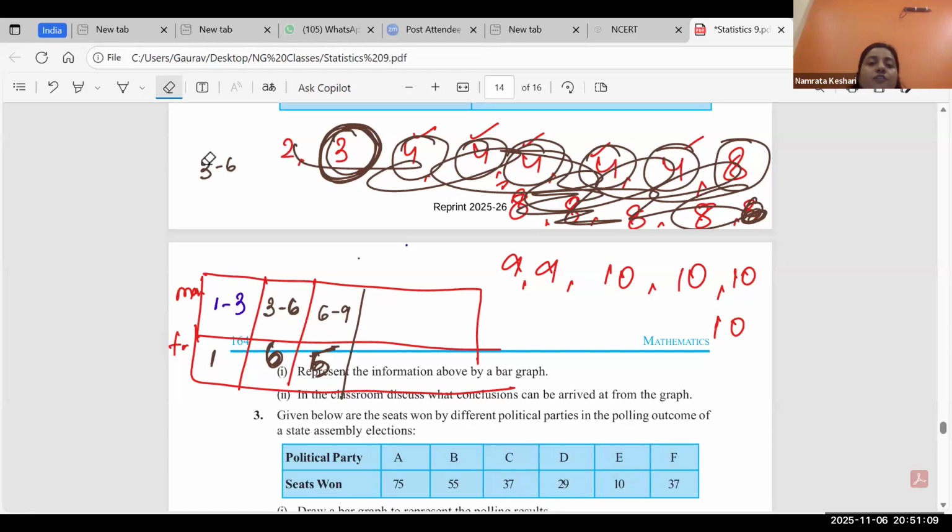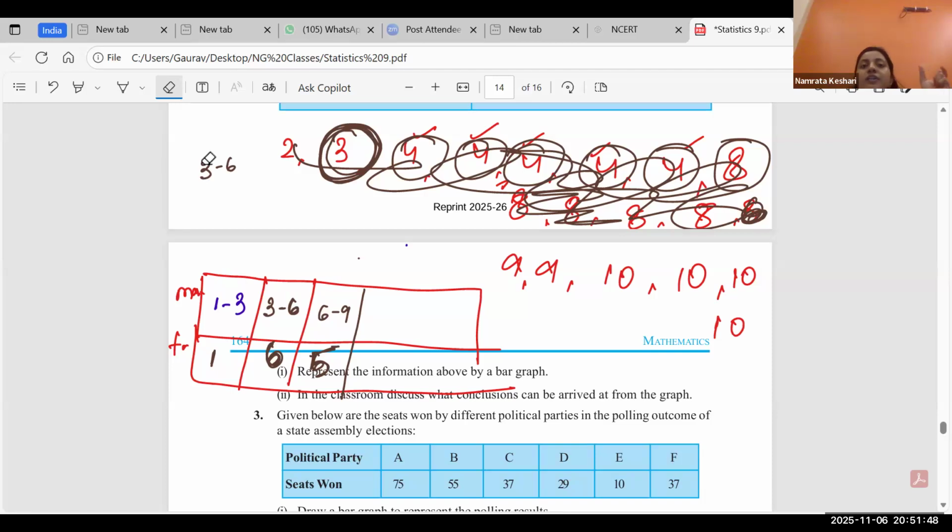You won't be able to say which data is repeated maximum in between 3 to 6. However, since I have written the raw data in front of you, you can see which data is repeating itself maximum number of times. 4. How many times were 4 there? 1, 2, 3, 4, 5. 5 times 4 were there, right? Yes, ma'am. If you don't have any information regarding the raw data, then just by looking at the frequency table, 6 is the maximum frequency. That means maximum data is coming from this class interval.